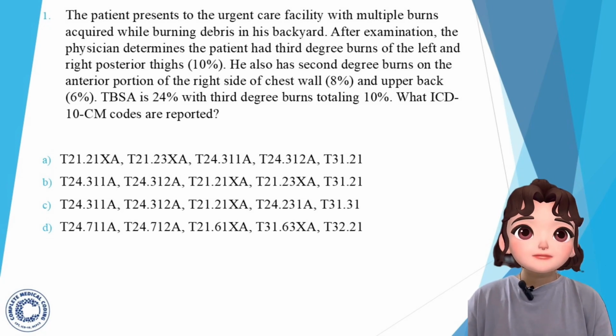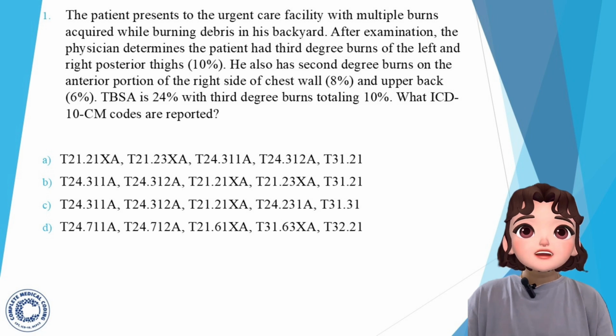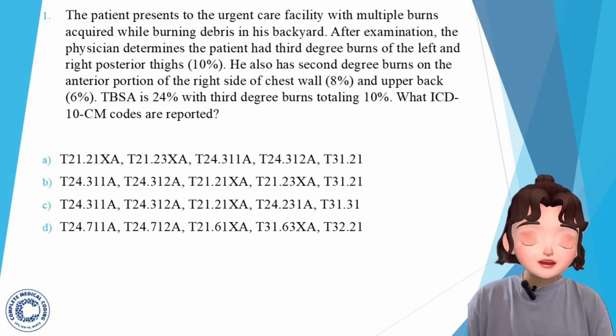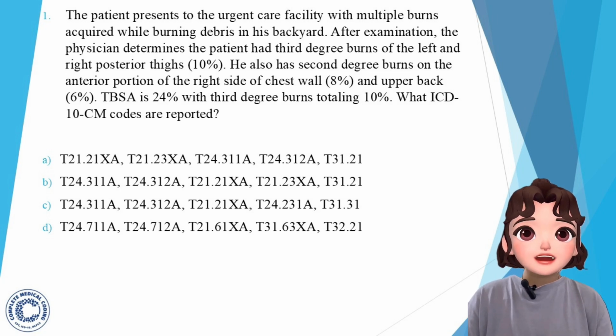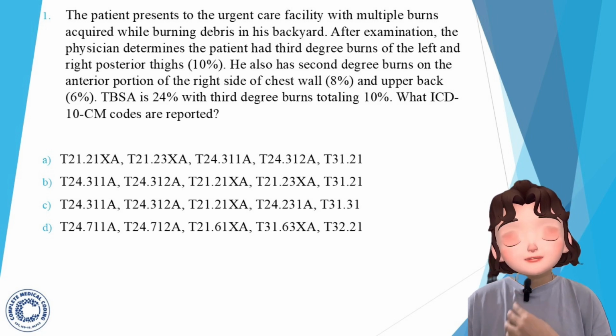First question, the patient presents to the urgent care facility with multiple burns acquired while burning debris in his backyard. After examination, the physician determines the patient had third-degree burns of the left and right posterior thighs, which is 10%. He also has second-degree burns on the anterior portion of the right side of chest wall, 8%, and upper back, 6%. TBSA is 24% with third-degree burns totaling 10%. What ICD-10-CM codes are reported?